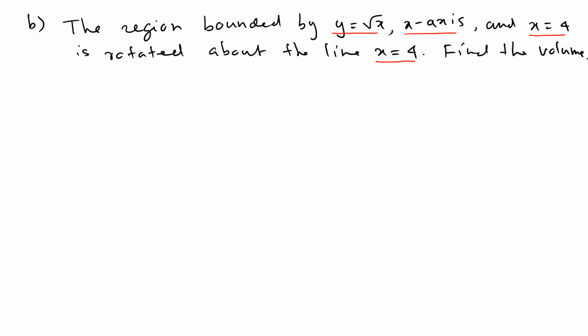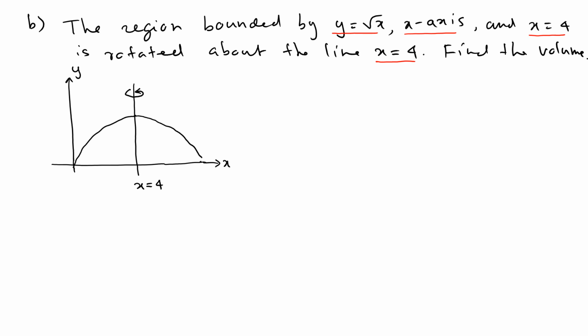So let's graph the situation again. We have the y-axis and then the x-axis. It is the y equals square root x curve, let's go like that. And then this is the line x equals 4. We're going to rotate this region about the x equals 4 axis. So that's the axis. This is y, this is x. What's going to happen is it jumps to the other side. So this is the solid we are talking about.